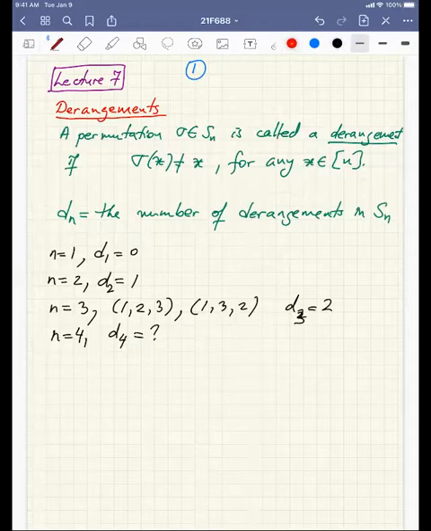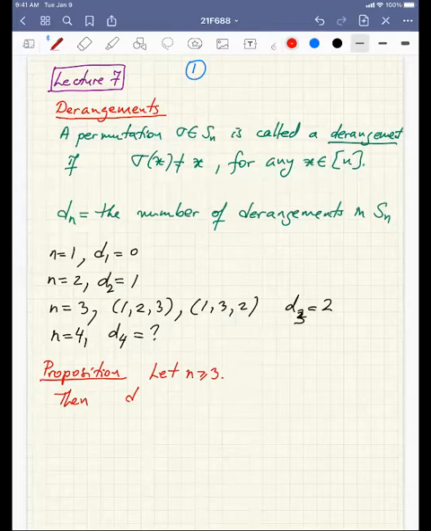For now, let's just state a proposition which will give us a recurrence relation relating the dn to smaller values of n, dn minus 1, dn minus 2. So let n be greater or equal to 3. Then dn equals n minus 1 times dn minus 1 plus dn minus 2.